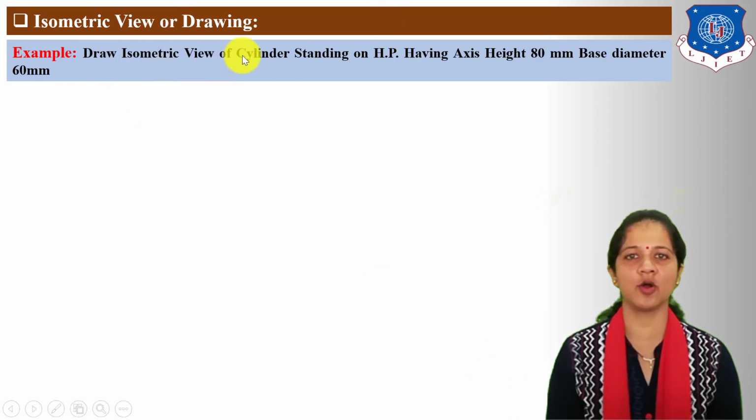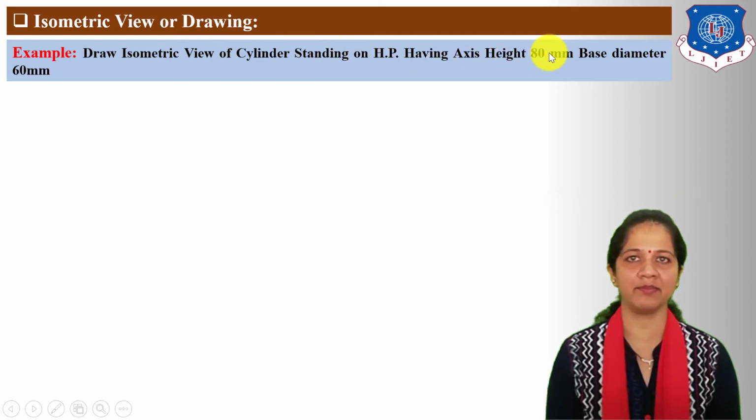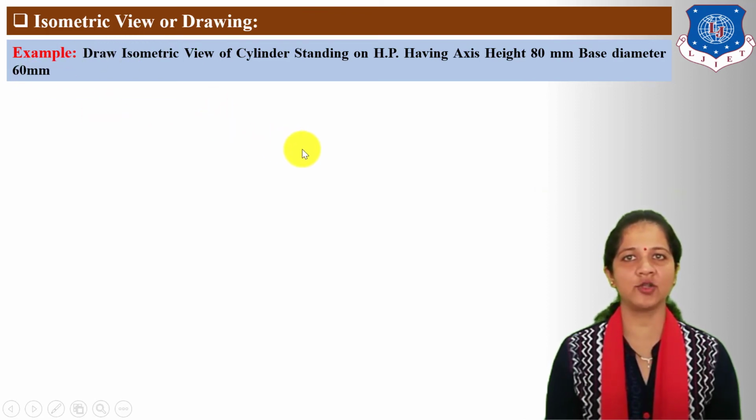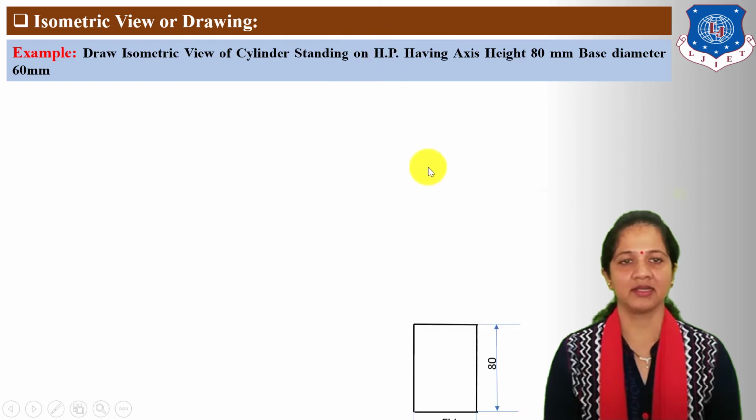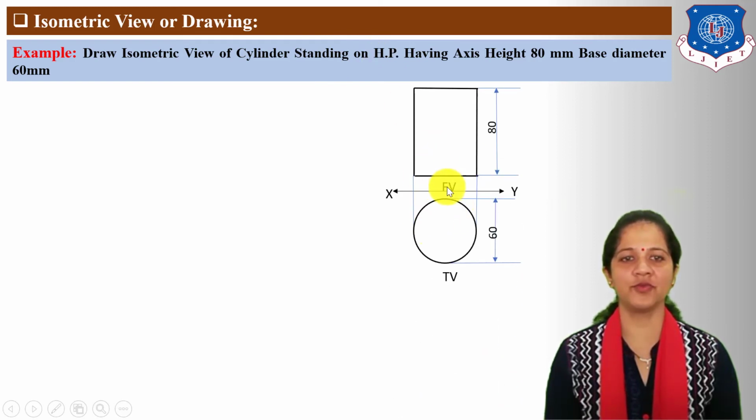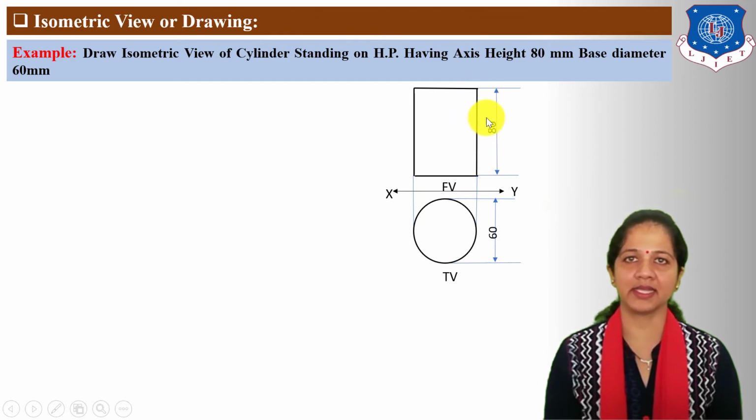Draw the isometric view of a cylinder standing on HP having axis height 80 mm, base diameter 60 mm. Now, first we need to assume the top view and front view of the cylinder standing on HP. Here you can see the top view is a circle and the front view looks like a rectangle. The height of the front view rectangle is 80 mm and the diameter of the circle is 60 mm.